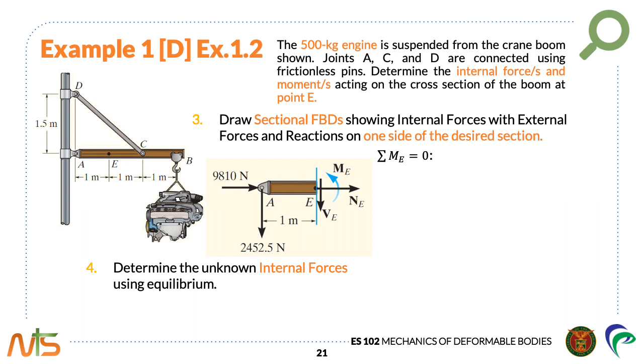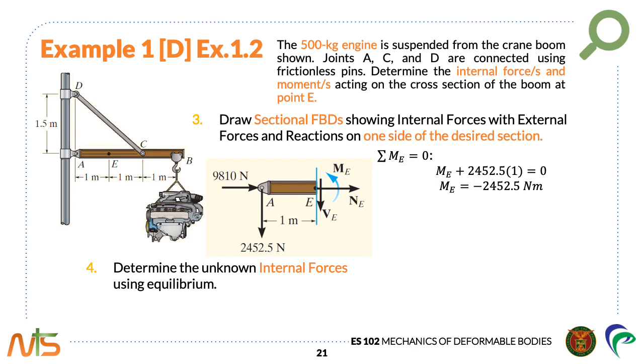And then we have AY, that is 2,452.5 newtons multiplied by the perpendicular distance 1 meter. This term is also positive since it creates a counterclockwise moment about point E. Then equate it to 0. ME is now equal to negative 2,452.5 Newton meters.